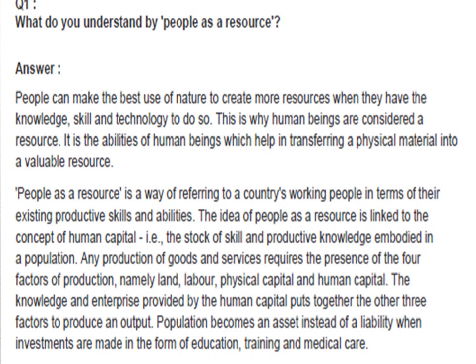Any production of goods and services requires the presence of the four factors of production, namely land, labor, physical capital, and human capital. The knowledge and enterprise provided by the human capital puts together the other three factors to produce an output. Population becomes an asset instead of a liability when investments are made in the form of education, training, and medical care.